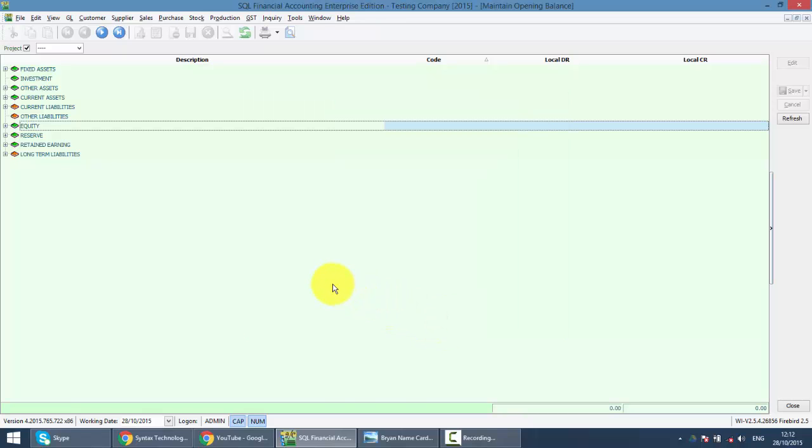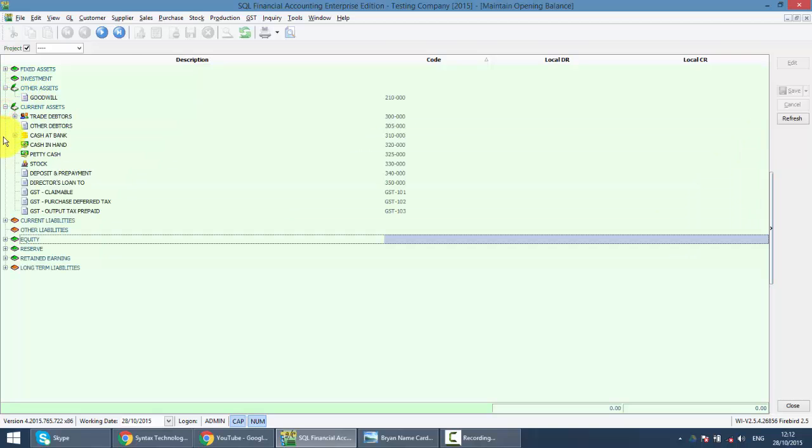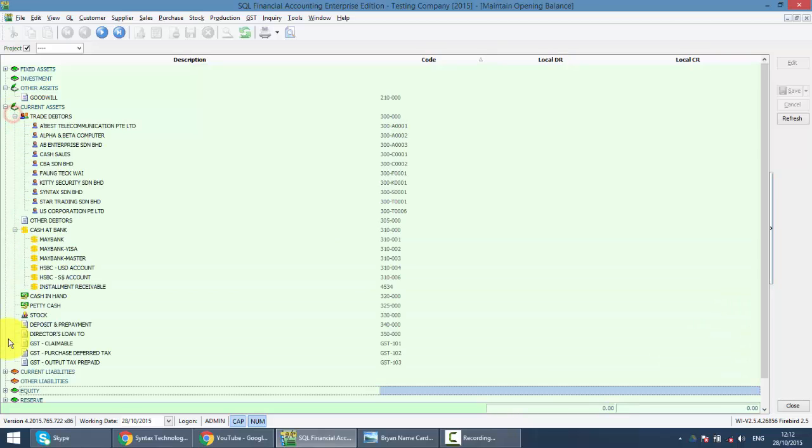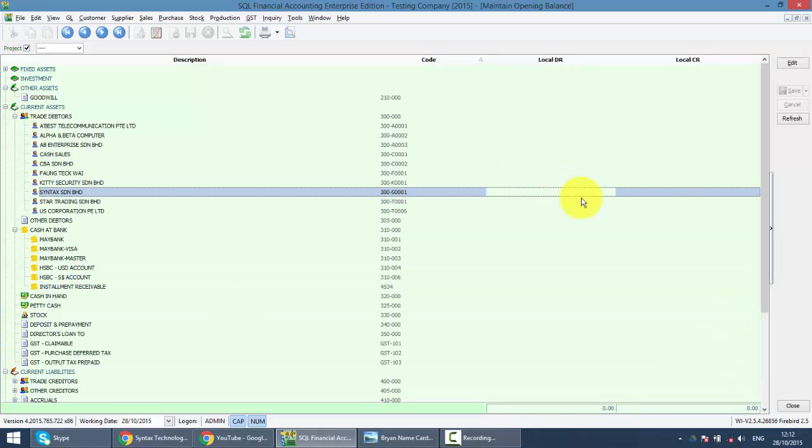Now it's very easy, so just follow back your auditor report, then you can key back all the opening. Whether it's on the debit side or credit side, you just key accordingly. Now, there are two things I want you to take note of over here, and it's very, very important.